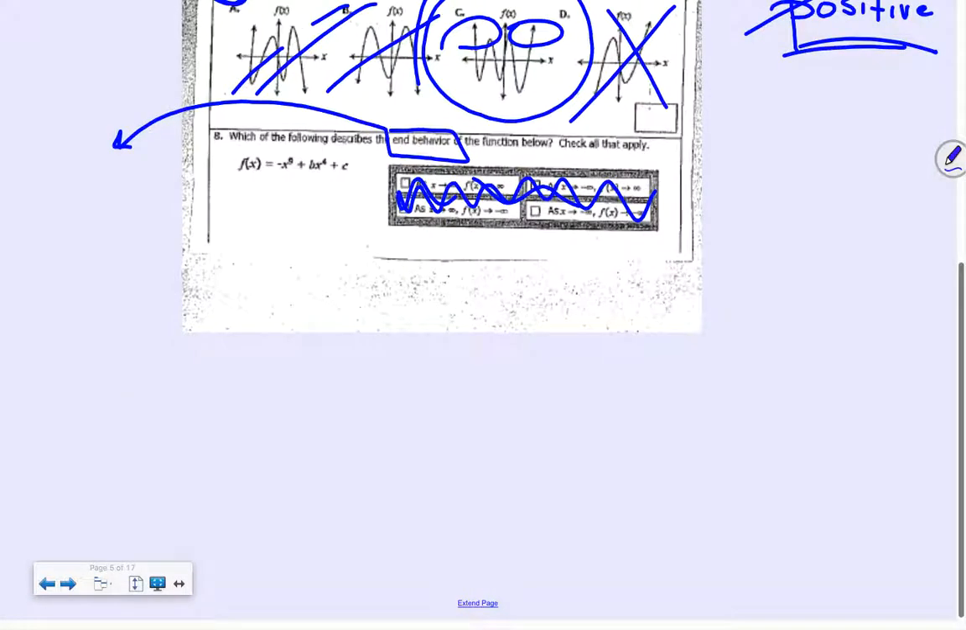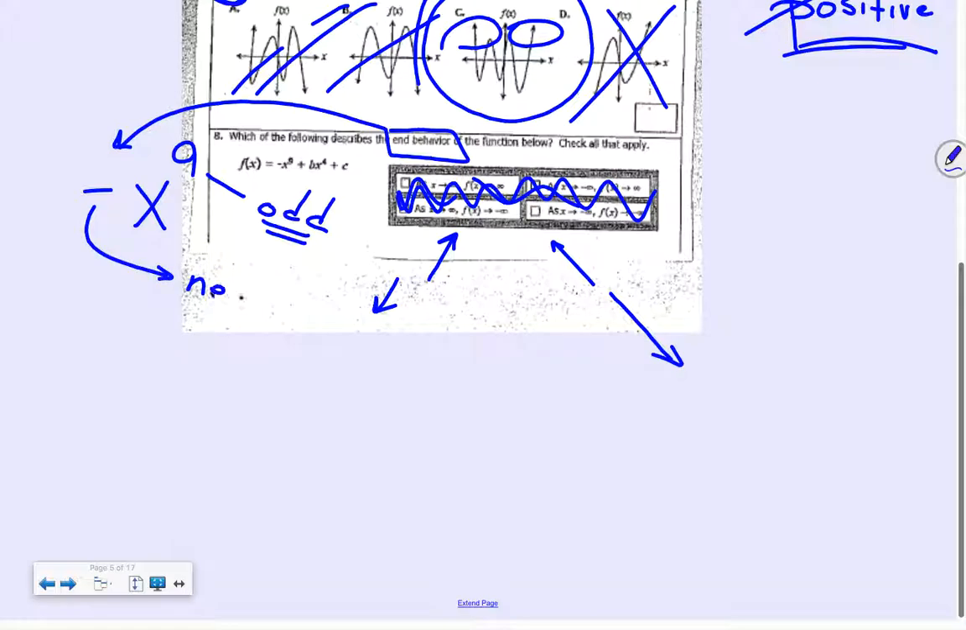Can you see what that is? X to the what? 9. It is x to the 9th. Okay, is it positive or negative? Negative. Okay, so you should be thinking in your head, this is odd. The second you think odd, you should be thinking either it acts like a line going up or a line going down. Well, what do you think it is? If it's negative, oh, by the way, I forgot to say, it's negative. You have a negative odd function.